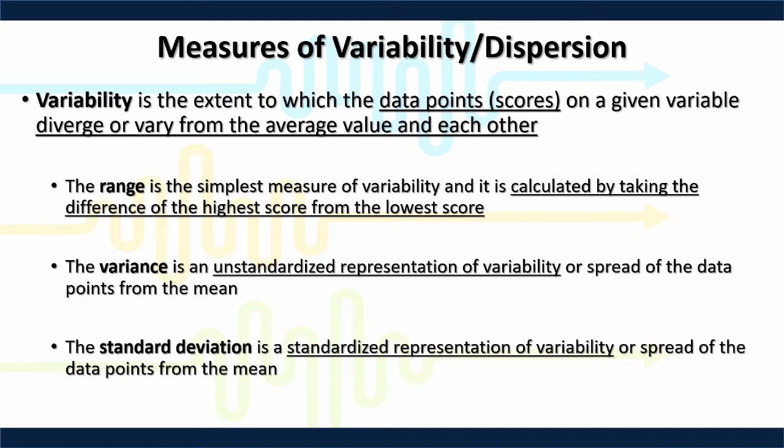Variance and standard deviation are very similar in that they give you a summarized number of the spread of scores away from your mean. For variance, that number is unstandardized, making its interpretation sometimes difficult. For standard deviation, the value is standardized, making it easier for us to interpret.